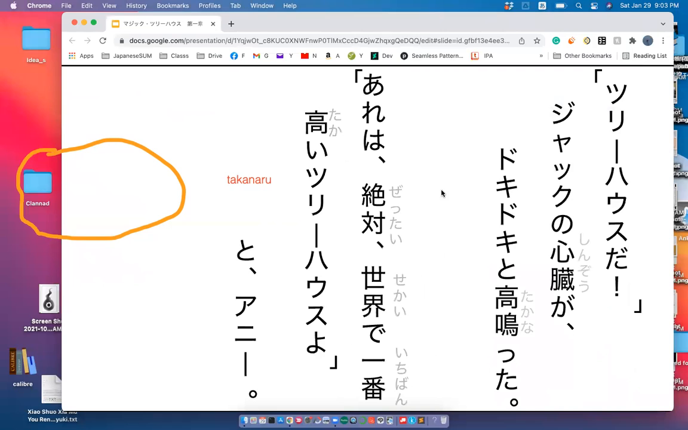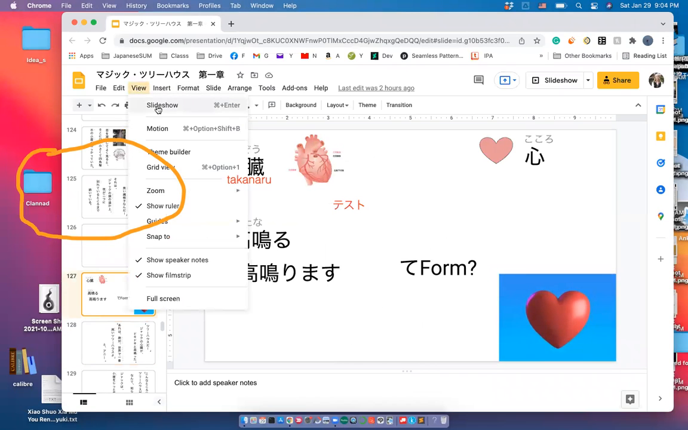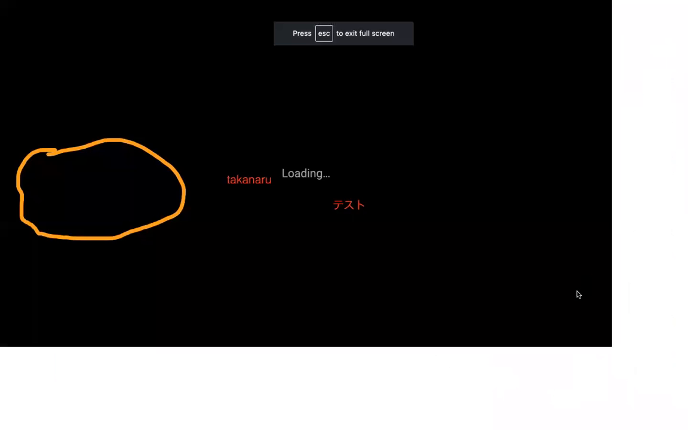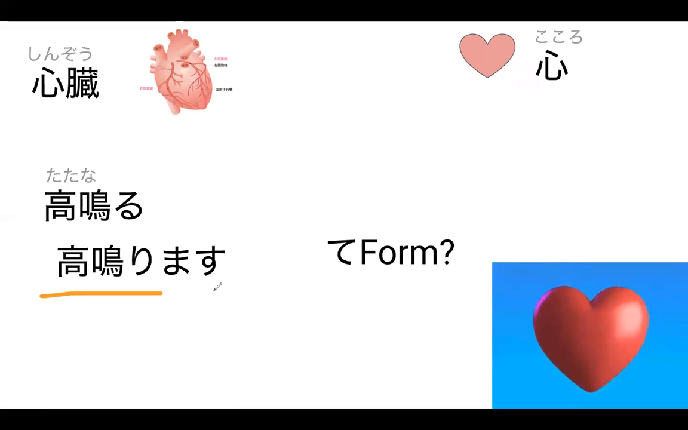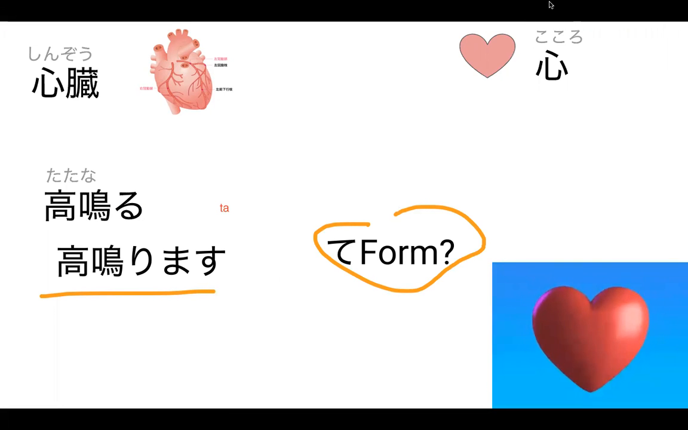Okay, now it's working. Takanaru, which is to throb. So takanaru turns into the masu form, takanarimasu. So what do you think the te form is? It's not takanarimashite. No, that's not right.